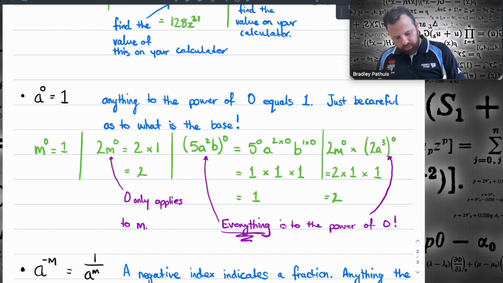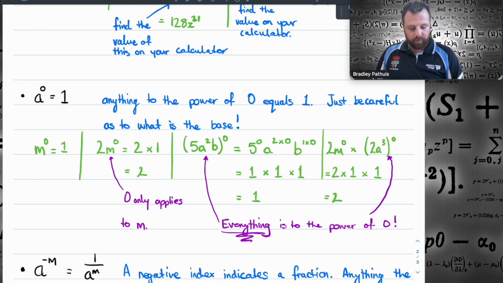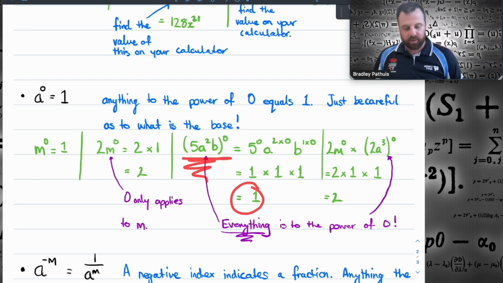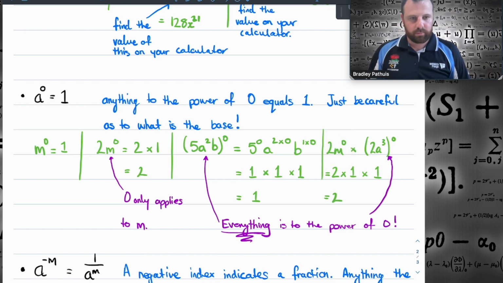Moving the next bracket across, the 0 applies to everything in the bracket. Everything inside that bracket becomes to the power of 0. 1 times 1 times 1. So because everything was to the power of 0, it simplifies to 1. Now be careful, let's combine some of those ideas. On the right hand side here, only the m is to the power of 0. So the 2 stays the same. M to the power of 0 becomes 1. So this phrase here is just 2 times 1.